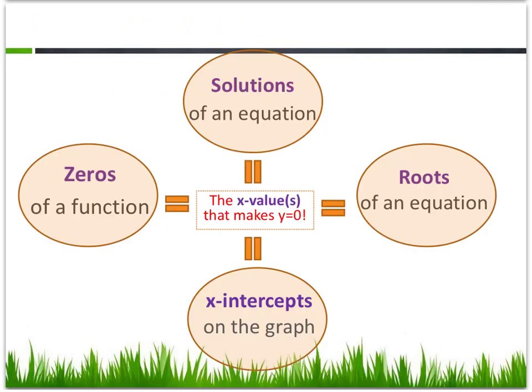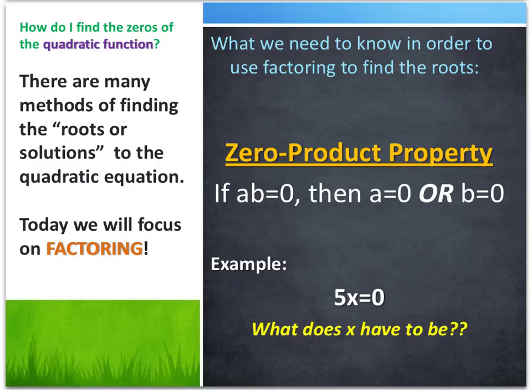So to sum up all of this vocabulary we've been looking at, the x values that make y equal 0 are solutions to the quadratic equation. They are roots of the quadratic equation. We call them the zeros of the function, and they're also the x-intercepts on the graph. These four things are talking about the same value. They all mean the same thing, but it just depends on if I'm talking about the equation or the function and if I'm looking at the graph. So now we're going to be looking at the method of solving by factoring. So we're going to solve quadratic equations by factoring.